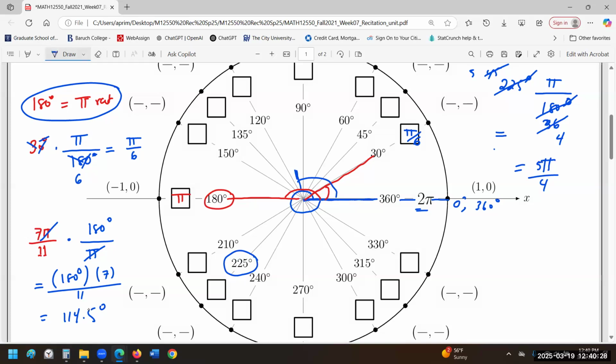So once you multiply by the conversion factor, you reduce, and when you cannot reduce anymore, that is your answer. So 225 degrees is the same as 5 pi over 4. Okay.